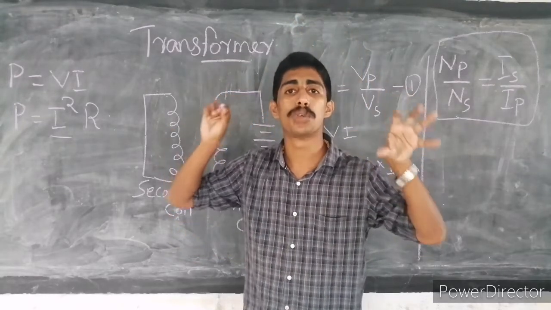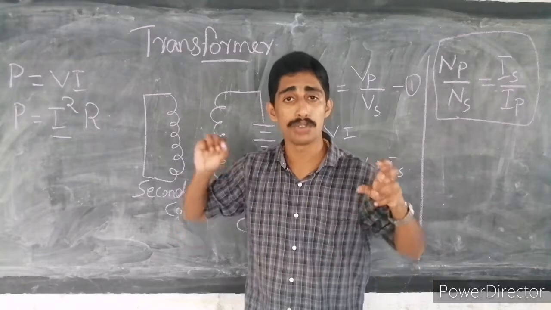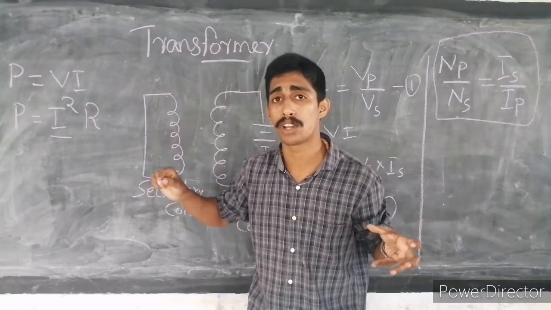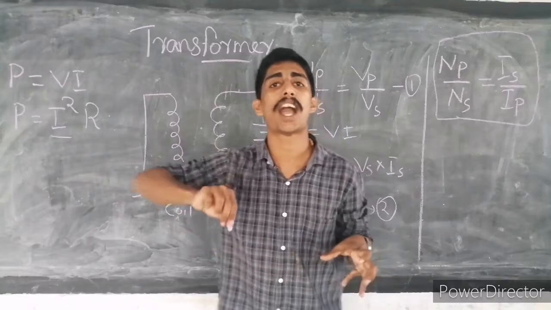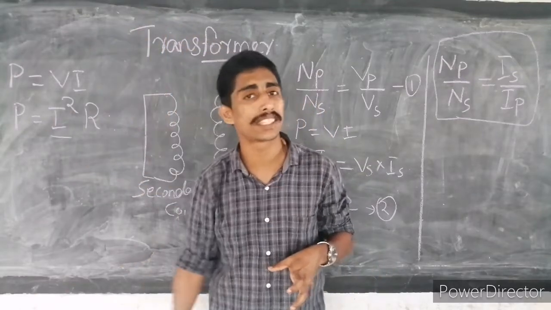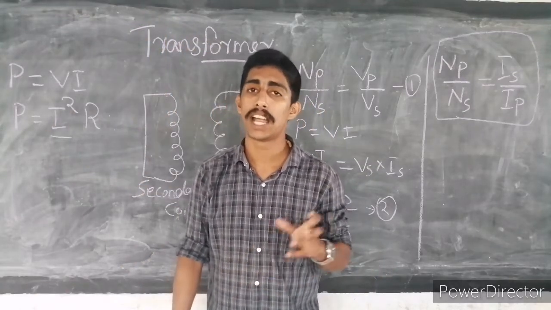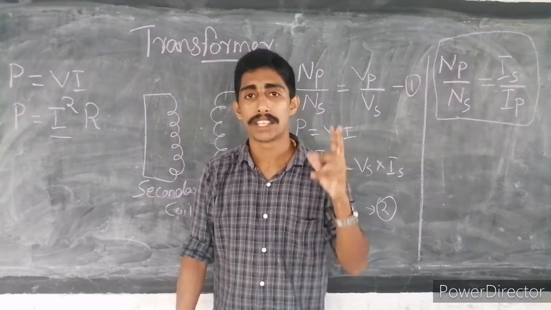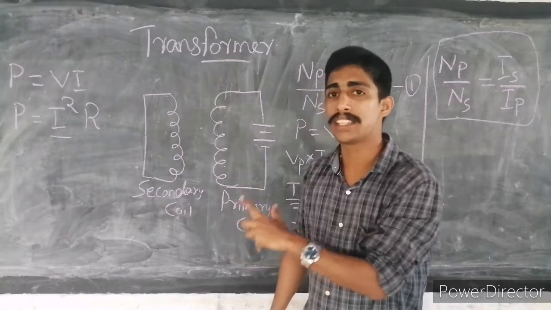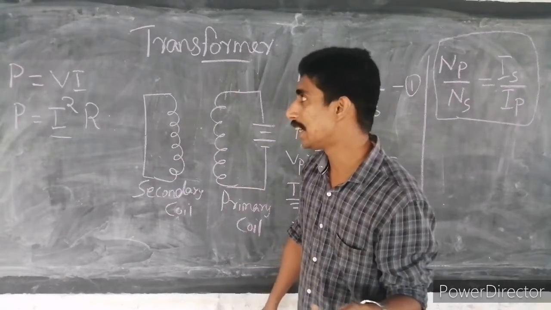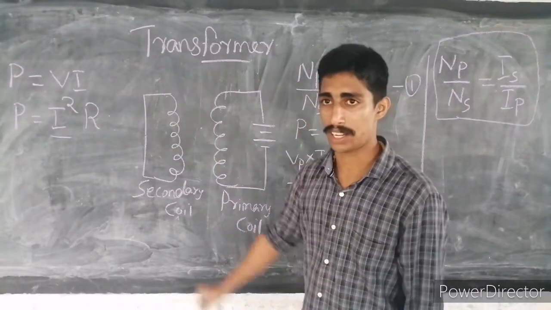In simple words, to reduce the power loss. How does it reduce the power loss? It will reduce the electric current and increase the potential difference. The transformer will reduce the electric current and increase the potential difference.